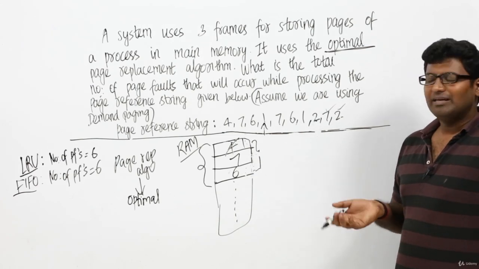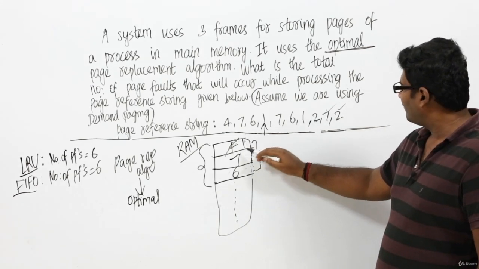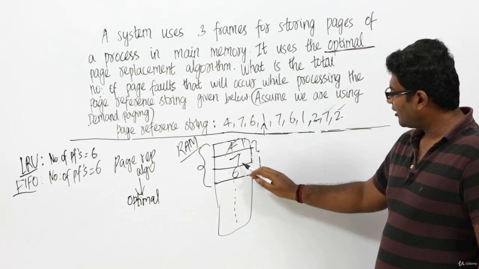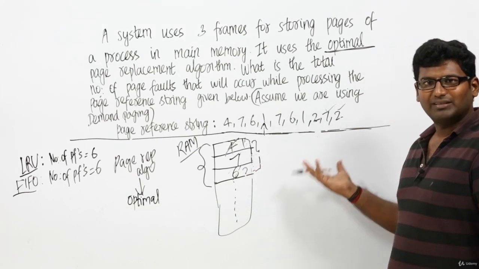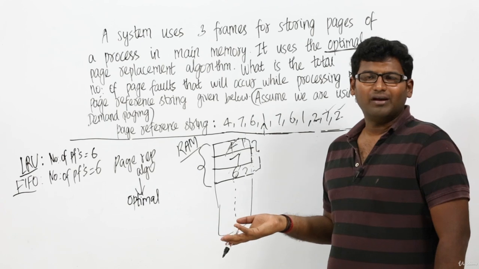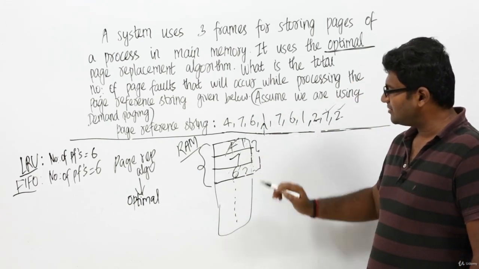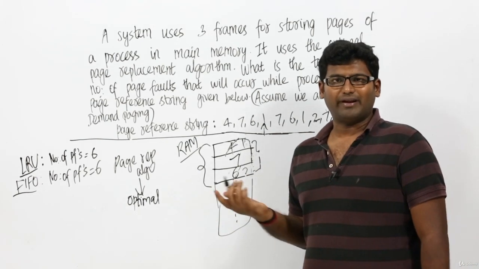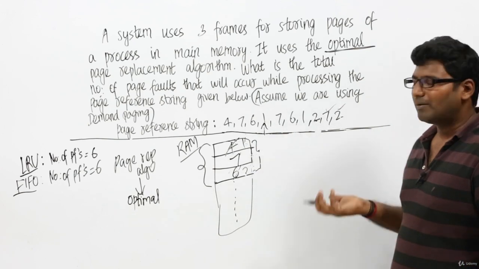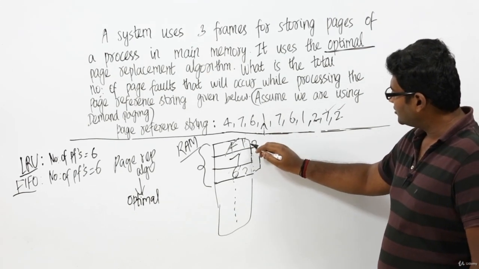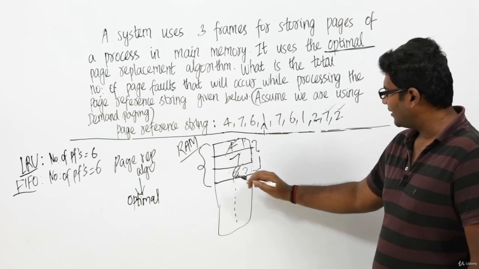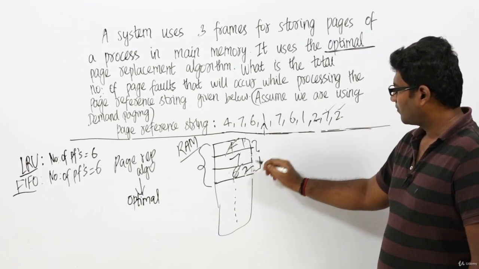No issues, right? See, in case I replace page number 1 with page number 2, or in case I replace page number 6 with page number 2, it doesn't matter. Why? Because the number of page faults will remain the same. Either I replace this page or this page, it will lead to only one page fault, right? So no issues, you can replace any page you want. So what I'm going to do here is replace this page with page number 2, right?